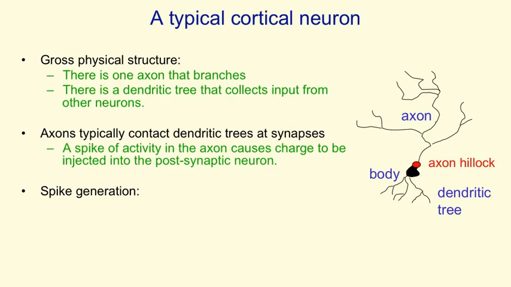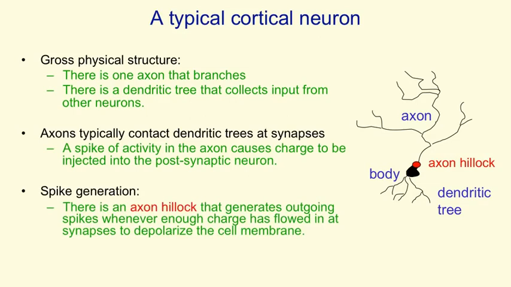A neuron generates spikes when it's received enough charge in its dendritic tree to depolarize a part of the cell body called the axon hillock. And when that gets depolarized, the neuron sends a spike out along its axon. And the spike's just a wave of depolarization that travels along the axon.